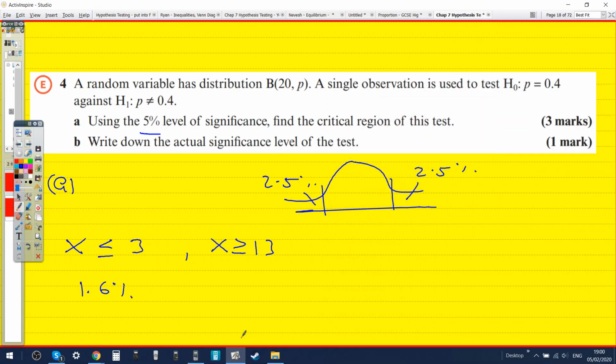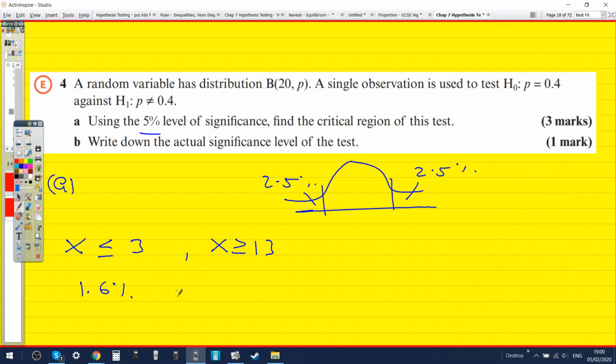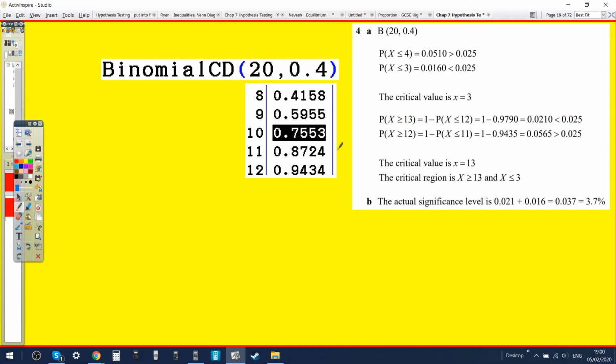I'll have to do 1 minus that. That was 2.1%. So the actual significance, you add those two together, and you get something like 3.7%, which is less than 5%. So x is less than or equal to 3, x is greater than or equal to 13, and 3.7%. Any questions there?